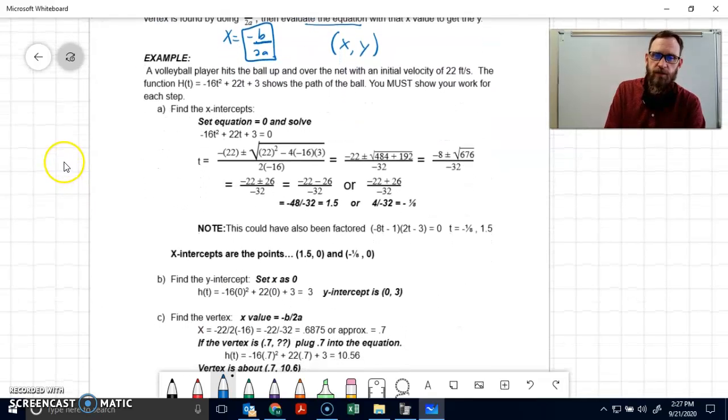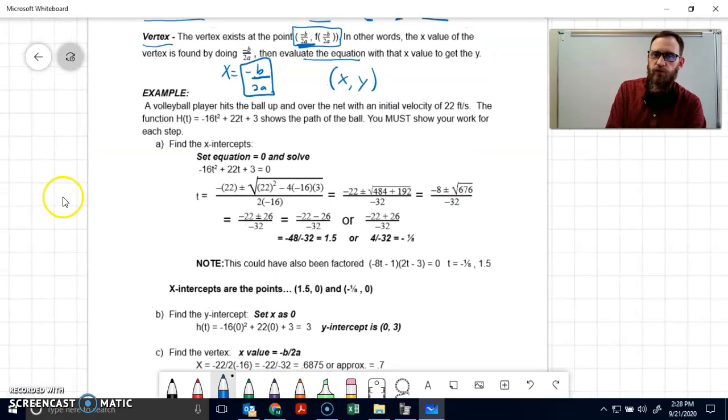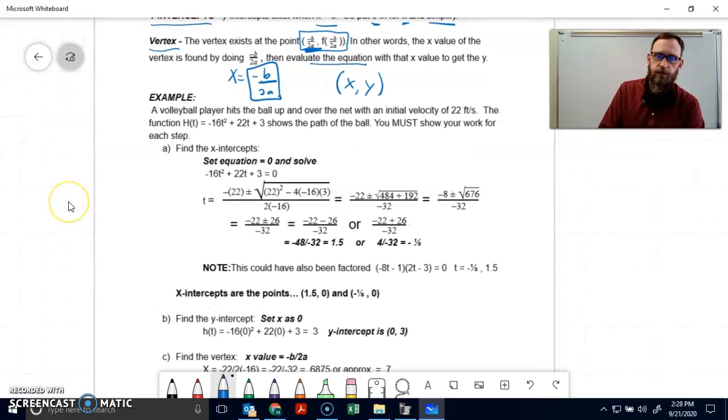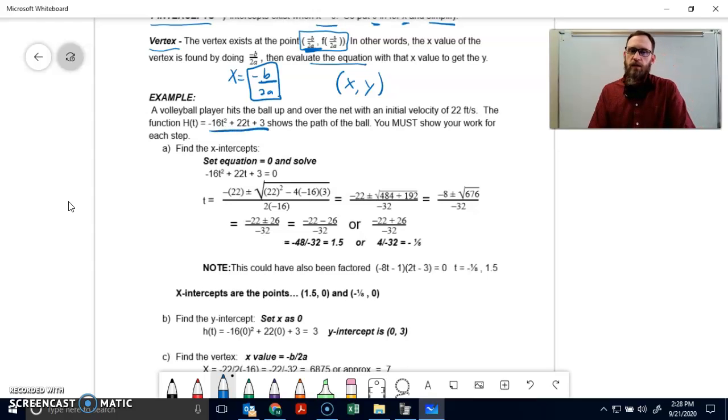We have a volleyball player that hits the ball up and over the net with an initial velocity of 22 feet per second. This is the function that represents the path of the ball going over the net. And you have to show your work for all these, otherwise you're just doing it on the calculator, which we'll do, but we also need to know how to do it by hand. So the first thing I'm going to ask you to do is find the x-intercepts. And that's when you set the equation equal to 0.